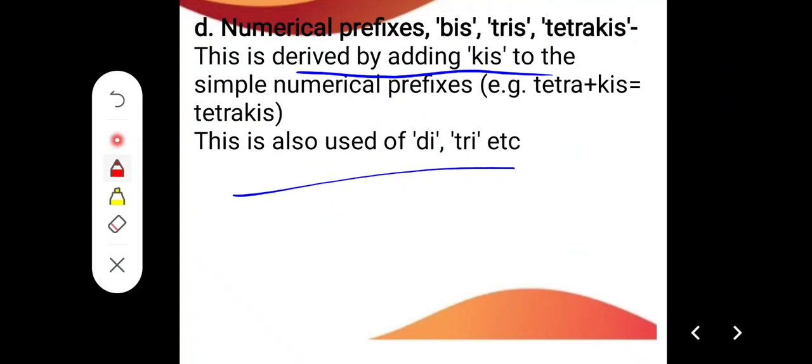Okay. Next one, numerical prefixes bis, tris, tetrakis. In some cases, the prefix plus kis gives this type of numerical prefix. That should be used in place of di types, or sometimes in IUPAC nomenclature di types are already given. So in that case, to designate the multiplicity of prefixes or suffixes, we can use bis, tris, tetrakis, and so on.